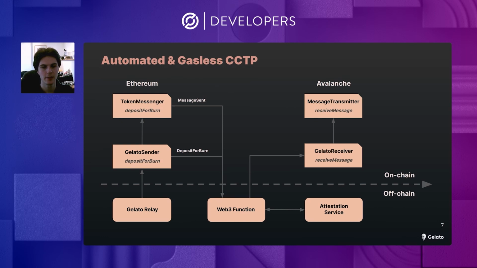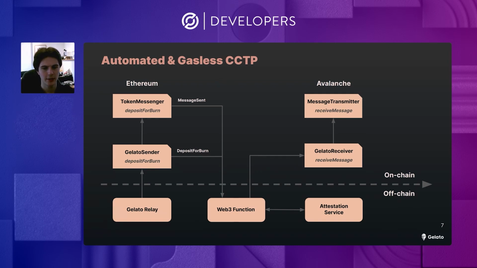Both of these contracts then emit an event, message sent and deposit for burn respectively, which a Web3 function is listening for. The Web3 function indexes these events and periodically calls the attestation service to fetch an attestation signature around every 30 seconds. And once an attestation is issued, a transaction is relayed on the destination chain, again using Gelato Relay, and this calls the Gelato receiver. On-chain, the Gelato receiver uses the attestation signature issued by Circle to mint native USDC directly to the user's wallet. And since the USDC goes directly to the user's wallet, we use the second ERC-3009 signature to transfer a small fee amount from the user's wallet back to the Gelato receiver contract. And this allows for us to cover the transaction fee.